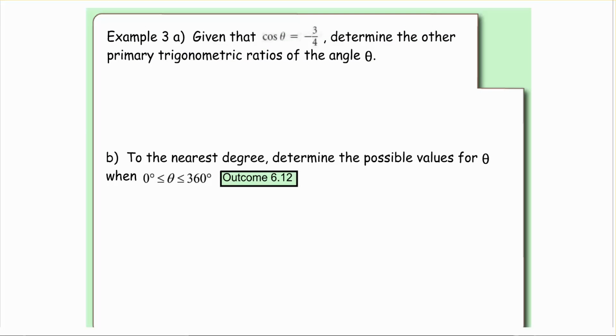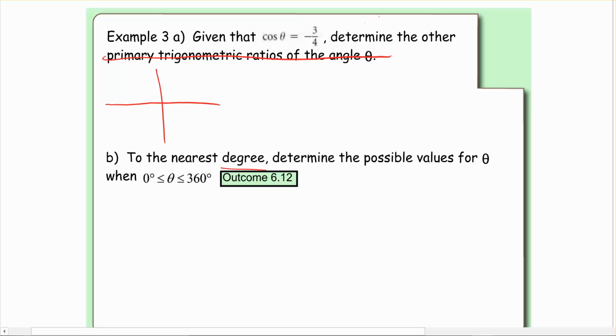All right, last example. It says given that cosine theta is equal to negative 3 over 4, determine the other primary trigonometric ratios of the angle theta. Let's cross that one off. Let's just do this and then figure out the degree. Okay, so what I want to do first, let's just sketch it. So I'm going to just do a rough sketch. Negative 3 over 4. Well, cosine, remember.